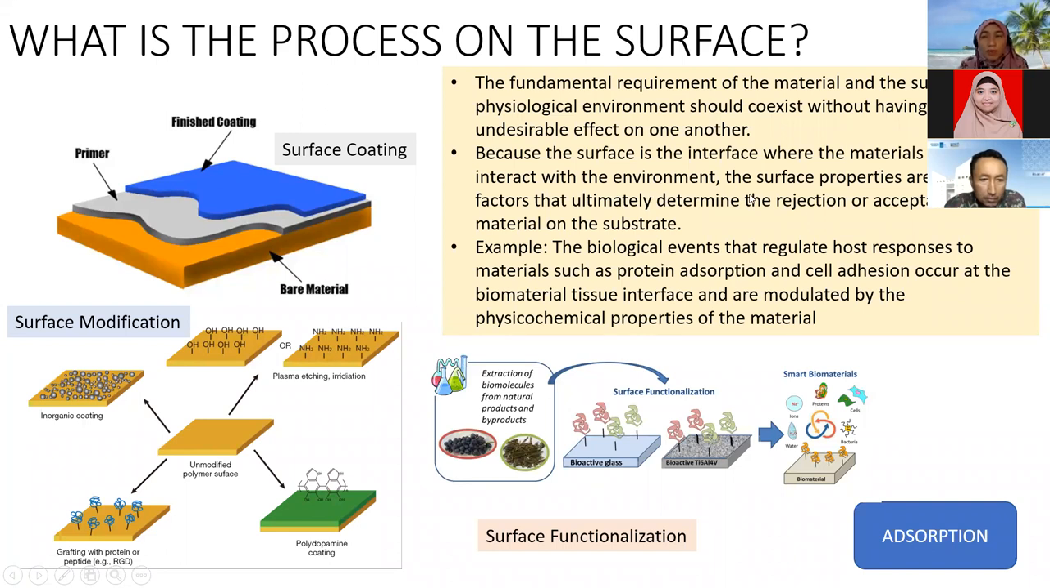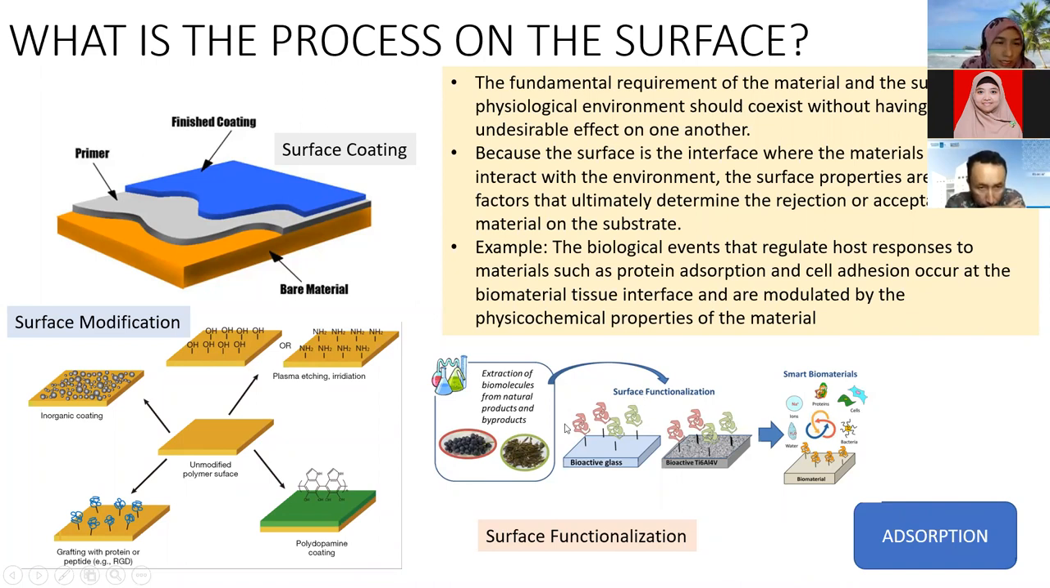The surface properties are the major factors that ultimately determine the rejection or acceptance of a material on the substrate. I will show you how the surface can reject or accept the material on the substrate. For example, the biological events that regulate host responses to materials, such as protein adsorption and cell adhesion, occur at the biomaterial tissue interface and are modulated by the physicochemical properties of the material.